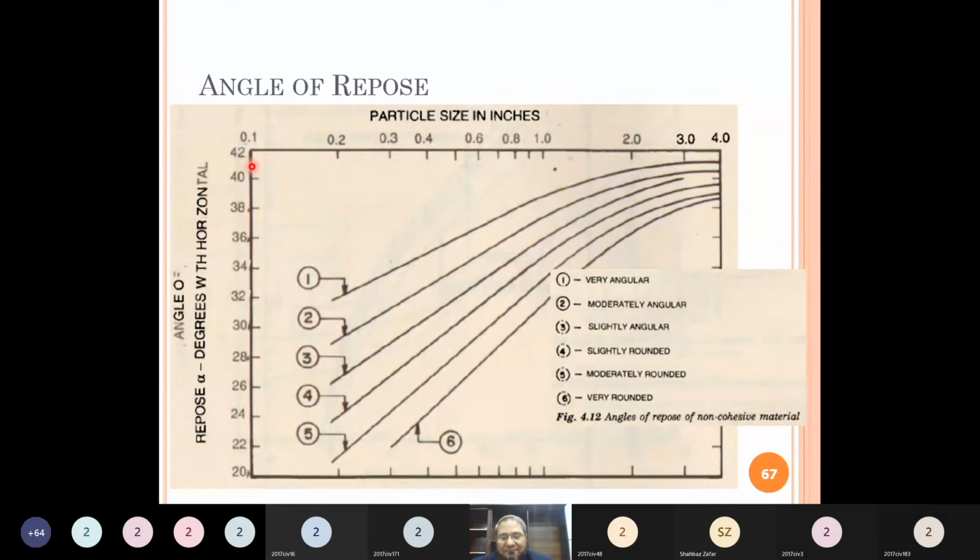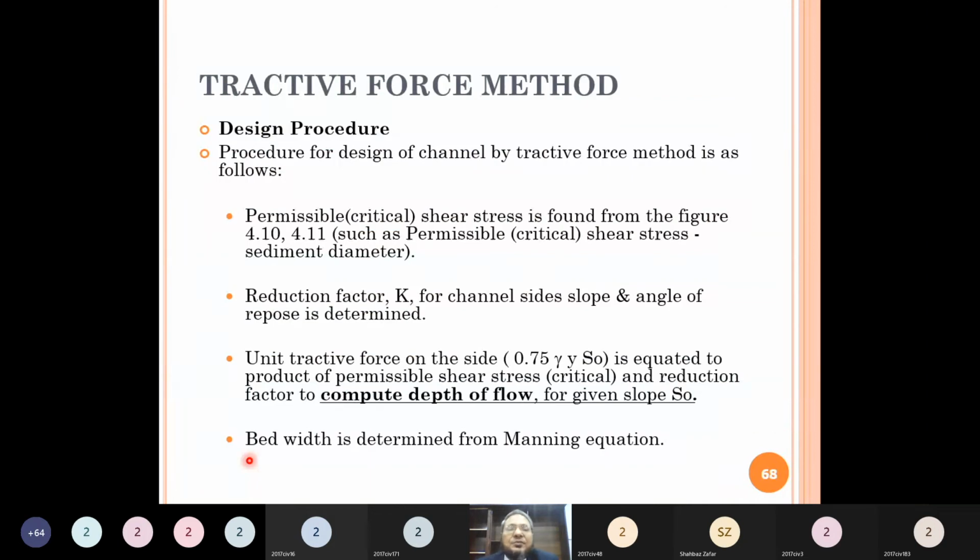41 degrees. Okay. So lowest angle of repose is this one. कितना है? 21 डिग्री. 21 degree. So we must have an idea that what is the range of angle of repose. 21 degree से 41 degrees is the range of angle of repose. All right.